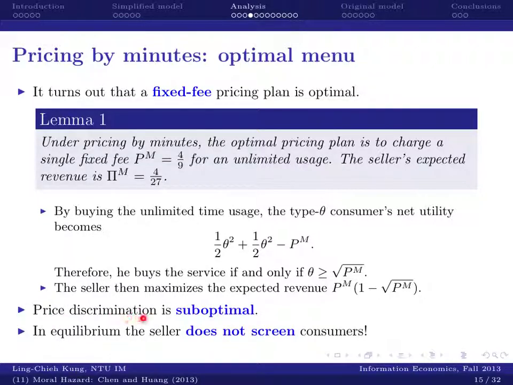In this case, price discrimination is suboptimal. Price discrimination means for different usage, charge them different prices. But here, eventually, the optimal solution is to not do price discrimination. And we say the seller does not screen consumers, because now I only offer a single contract. No matter what you choose, I cannot tell what your type is. The only thing I can do is that, if you really buy it, then your type is higher than this amount. But if you do not buy it, then I know your type is small, but I don't know what exactly it is. That's what we mean by does not screen.